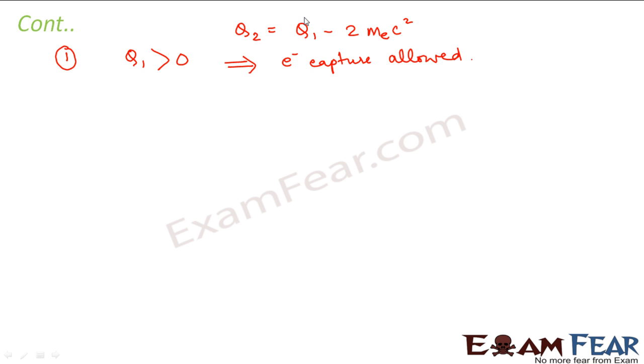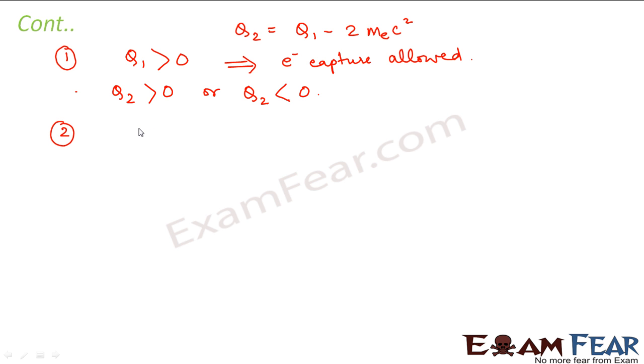So if Q1 is positive, does that mean that Q2 will always be greater than 0? No, because let us suppose the value of Q1 is 1 and the value of this entire term is 2. So Q2 can become negative also, right? So if Q1 is greater than 0, then Q2 can be greater than 0 or Q2 can be less than 0. That means if electron capture is energetically allowed, beta plus decay can be energetically allowed or cannot be energetically allowed as well.